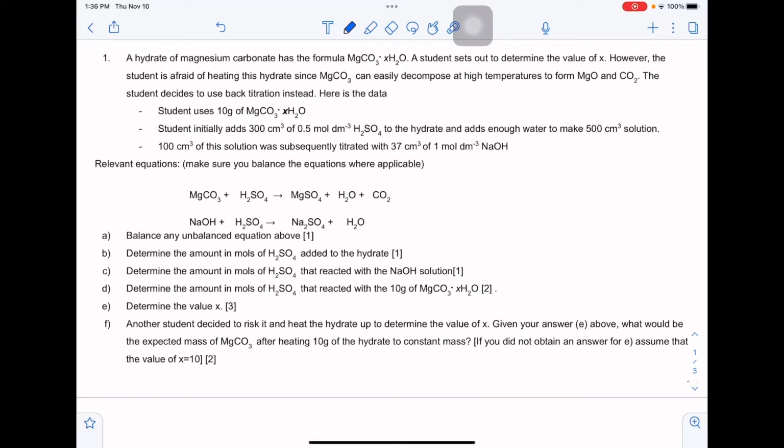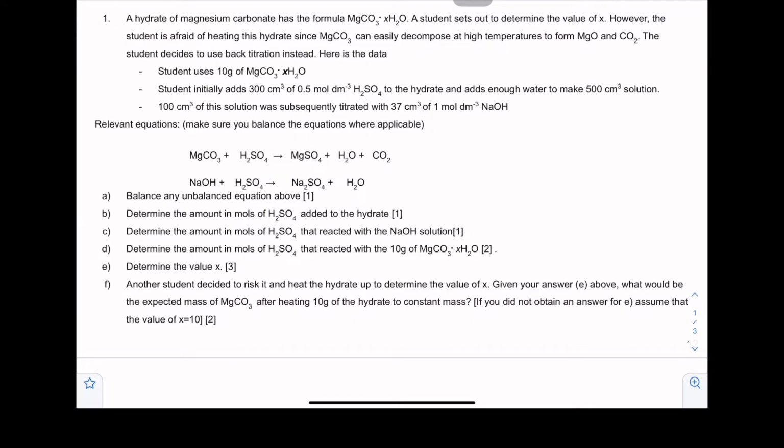So for this back titration problem, we first have to balance the equation. This equation here seems like it's balanced, and this one is not. So we can balance that, putting 2 NaOHs, and then now we have 2 waters, and it seems like now it is balanced.